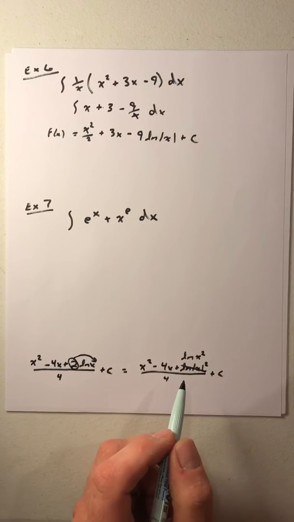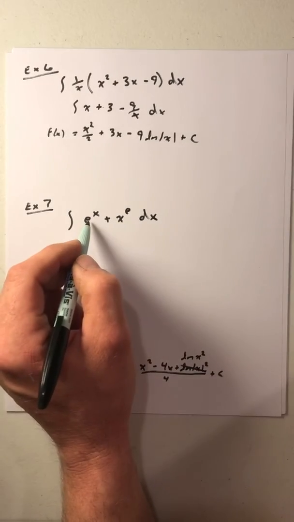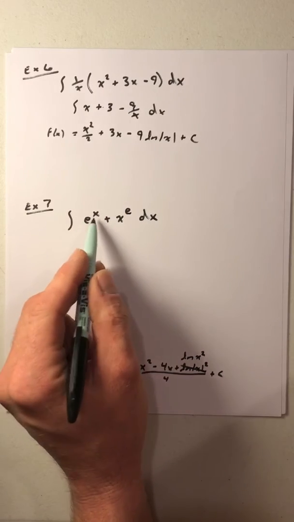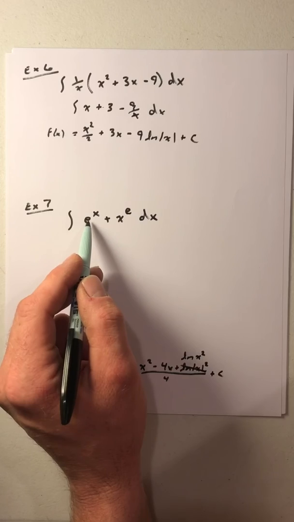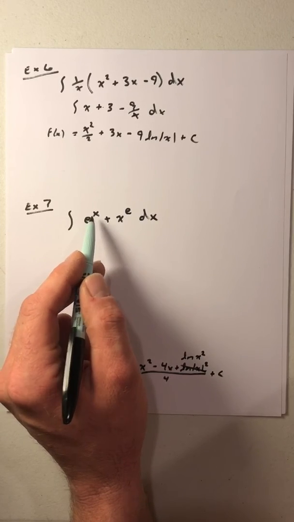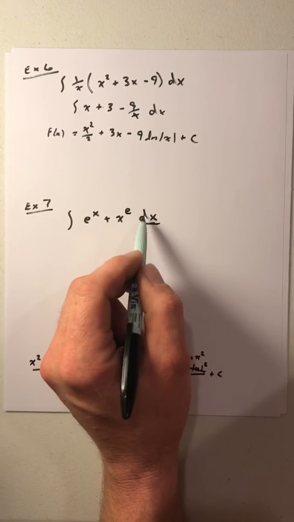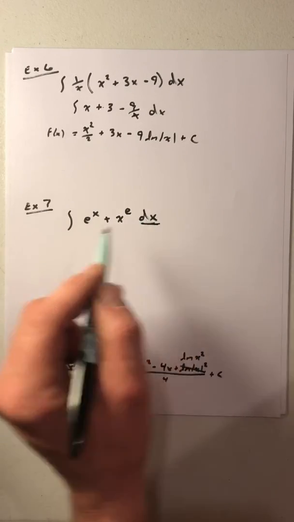I show example 7 because it's very similar to a problem that you're going to see in your assignment. The integration of e to the x plus x to the e. So we're just going to play around with what's a variable and what's not a variable. So e, remember, is a number. X is our variable. And that tells us right here the dx. We're integrating with the variable of x.